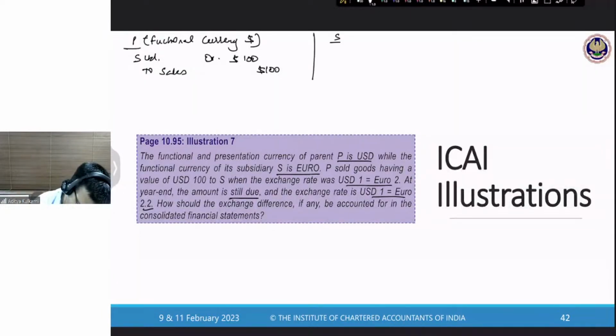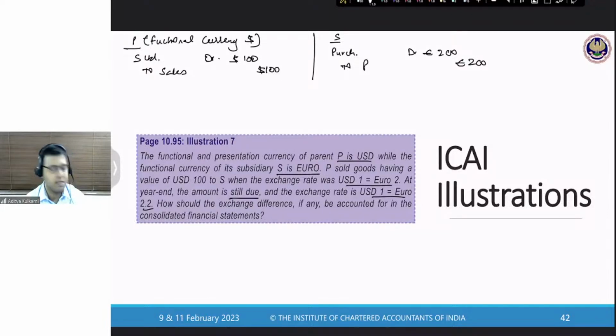Coming to S, S will pass the entry: purchases account debit to P. This will be 200 euros. On the balance sheet date, I will convert it to the closing rate. So closing rate is 2.2. So there is a 0.2 exchange loss. So 0.2 into 100 gives you 20. So exchange loss debit to P, 20.